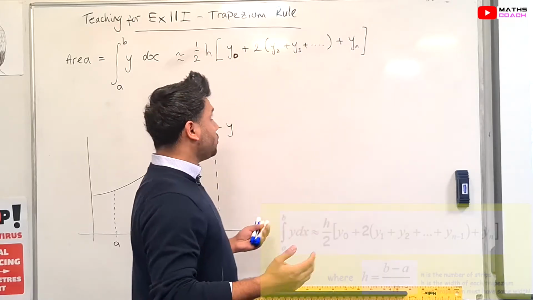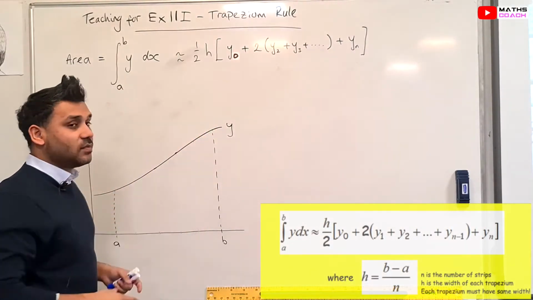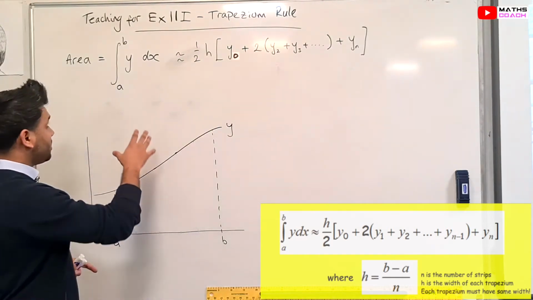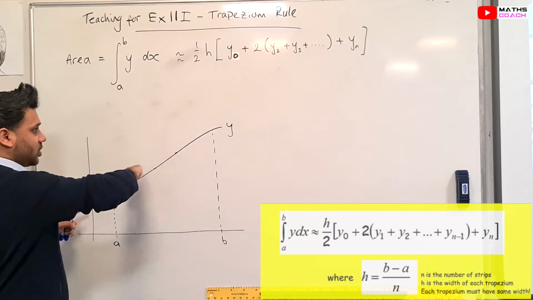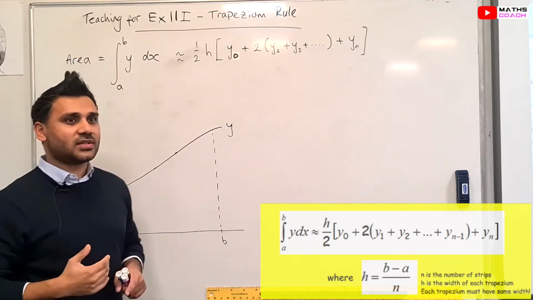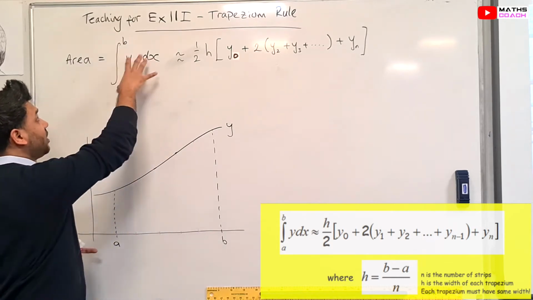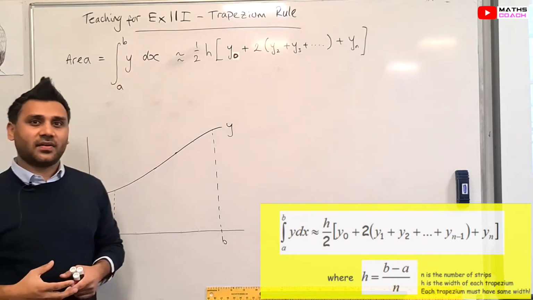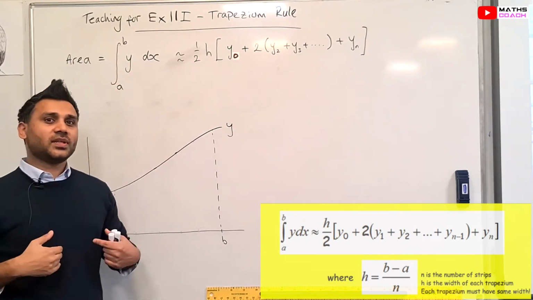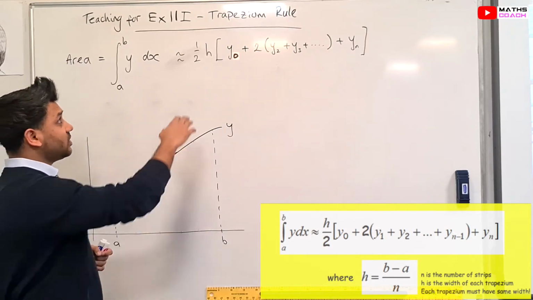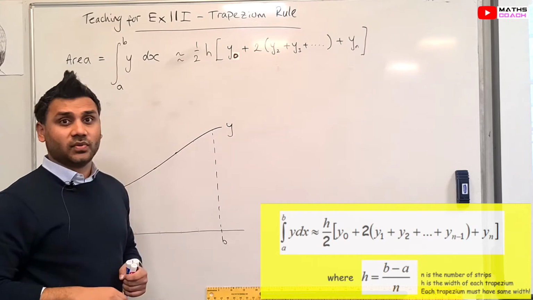Now why trapeziums, or why do we need another rule to work out the area underneath a curve? There are certain functions, like this curve for example, where y is such that it's not easy to integrate. If we can't integrate it, then we can't work out the exact answer to the area underneath the curve. So what we have to do is use a numerical way of working out the area, and one of those methods is called the trapezium rule.